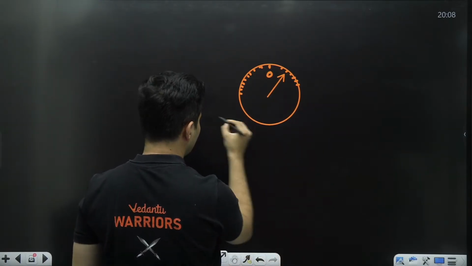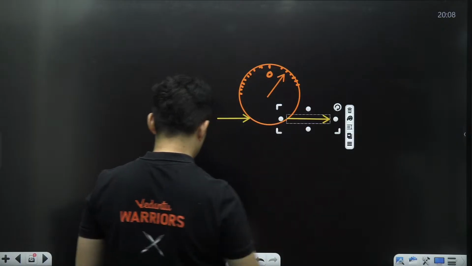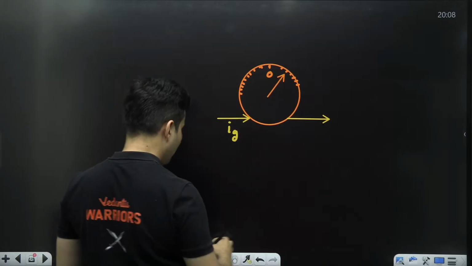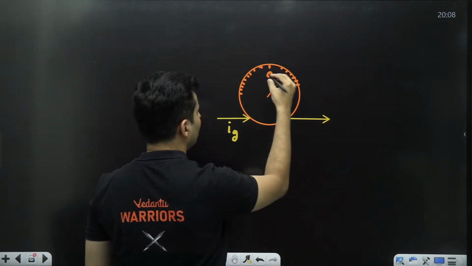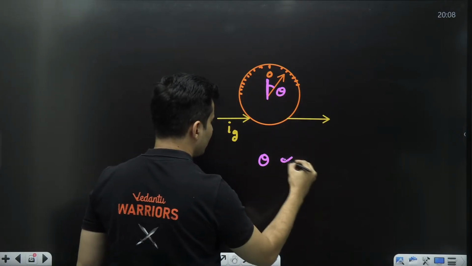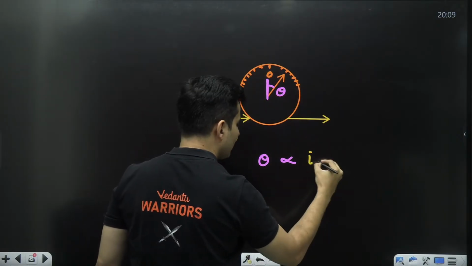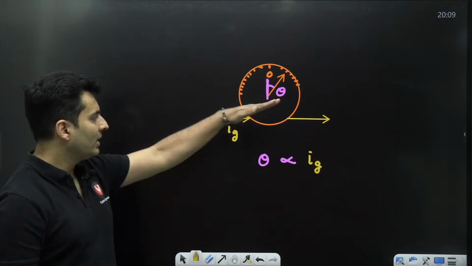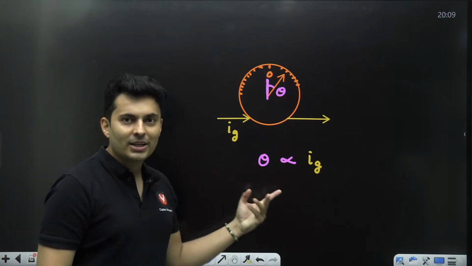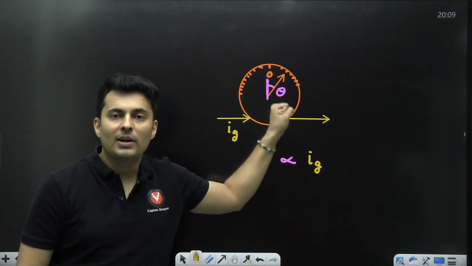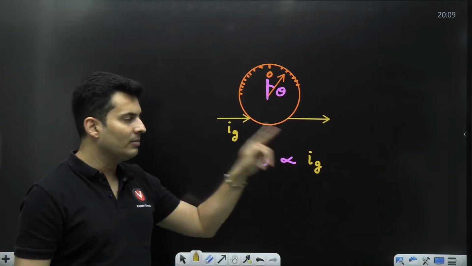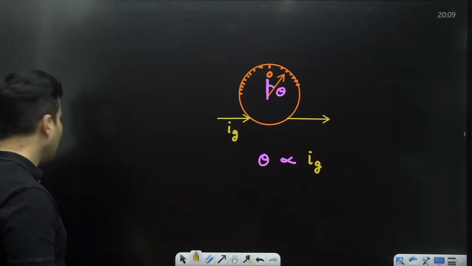In this galvanometer, some current is passed in, some current comes out. This is the current passing through the galvanometer. There is obviously some kind of deflection that happens, theta. This theta is proportional to the current passing through the galvanometer. More the current, more the deflection. No current, no deflection. Got it? So this is exactly how current is measured using a galvanometer. You see how much is the deflection. From this, you can find the current through the galvanometer.